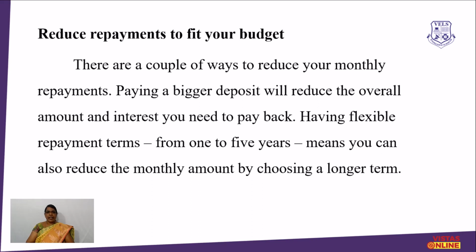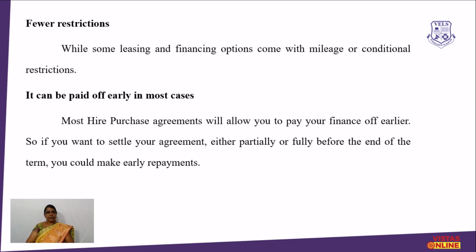There are a couple of ways to reduce your monthly repayments. Paying a bigger deposit will reduce the overall amount and interest you need to pay back. Having flexible terms from 1 to 5 years means you can also reduce the monthly amount by choosing a longer term. Then fewer restrictions. While some leasing and financing options come with mileage or conditional restrictions.